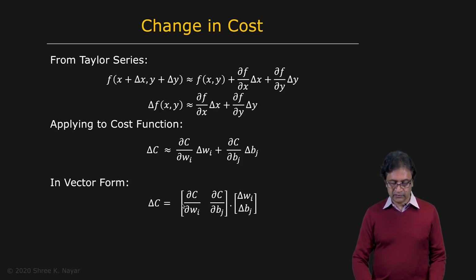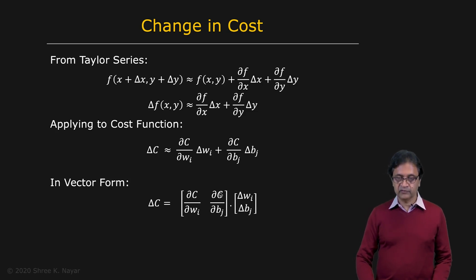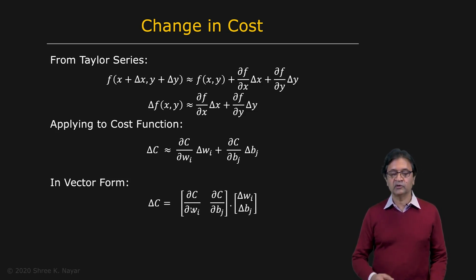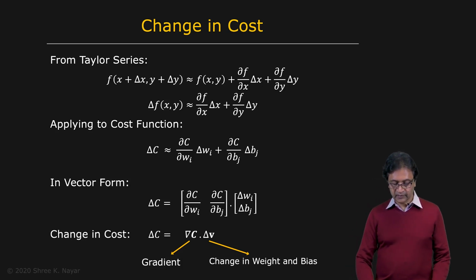So you have your derivatives, the first derivatives, the partial derivatives, in this vector right here, and the changes in the parameters in this vector right here. This should appear familiar to you. If you remember when we talked about edge detection, we talked about the gradient operator, which was the first derivatives of the image in the x and y direction. So similarly, we have the derivative of the cost function with respect to Wi and Bj. So we can call this the gradient.